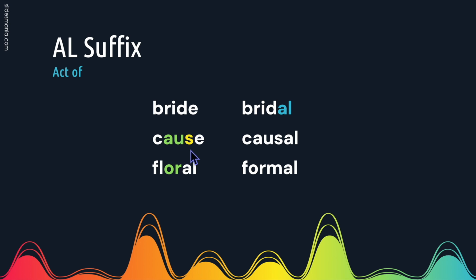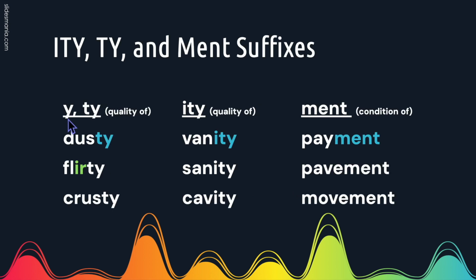AU says aw, and this S will have its second sound of Z. Cause, causal. So something that is causal will be part of the act of causing something. OR says or, floral, formal. Adjectives ending in Y or TY mean the quality of. So right here we have dusty.